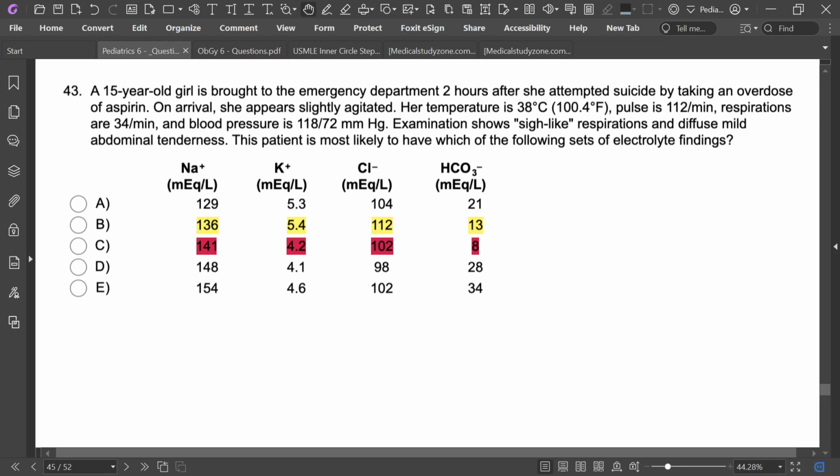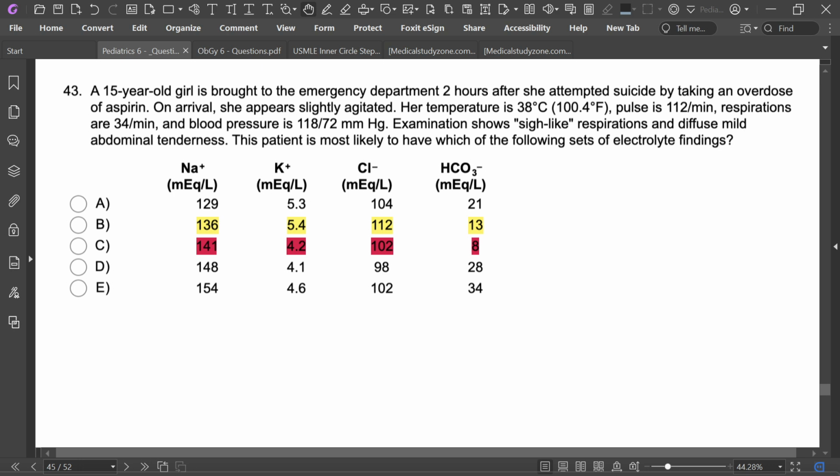Okay, a 15-year-old girl is brought to the ED 2 hours after she attempted suicide by taking an overdose of aspirin. On arrival, she appears slightly agitated. Her temperature is high, pulse is high, respiration high, BP normal. Exam shows sighing respiration and diffuse mild abdominal tenderness. This patient is most likely to have which of the following electrolyte findings?